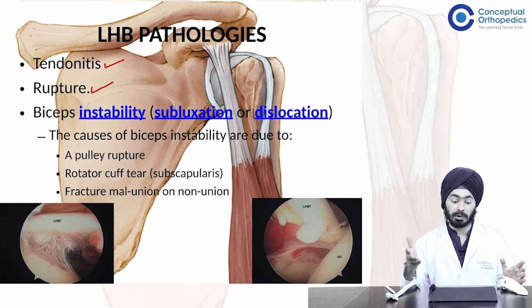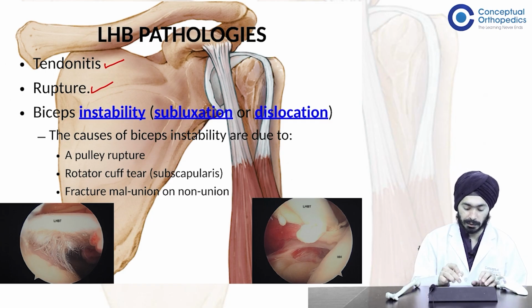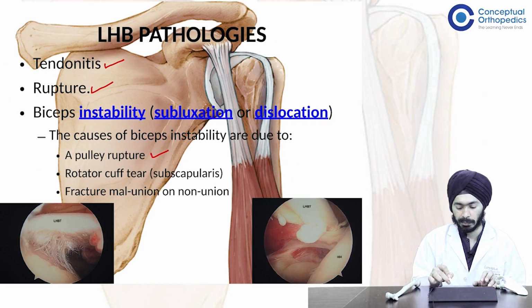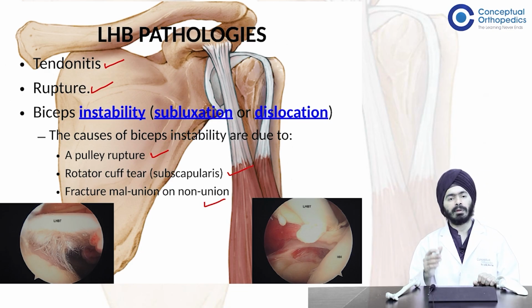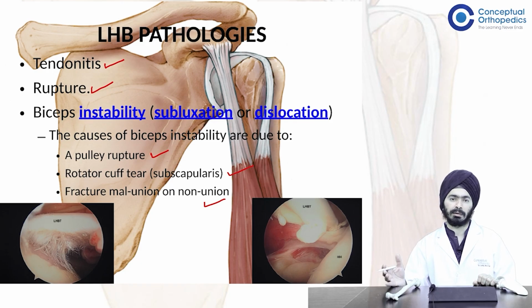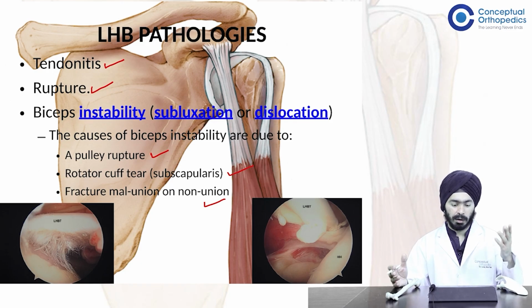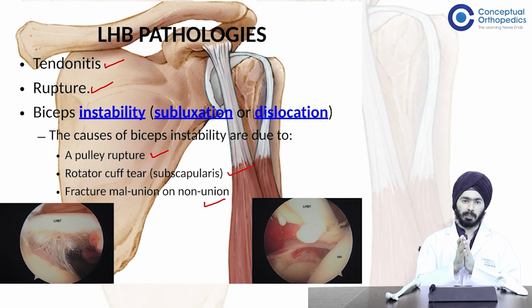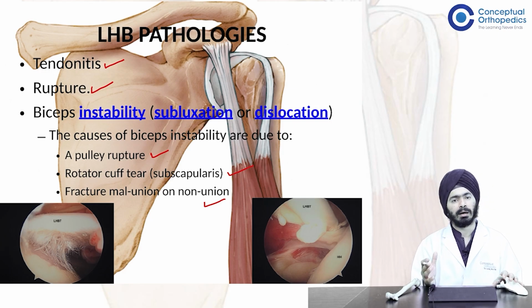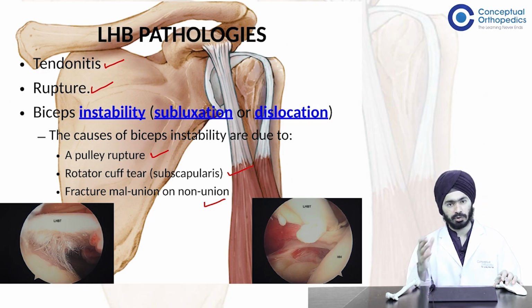So what are the causes of biceps instability? There may be a pulley rupture, there may be a rotator cuff tear like the tear of subscapularis, or there may be some fracture of the shoulder involving the proximal humerus, which can lead to the biceps coming out of its groove. So what is the pulley? What stabilizes the biceps in its groove?